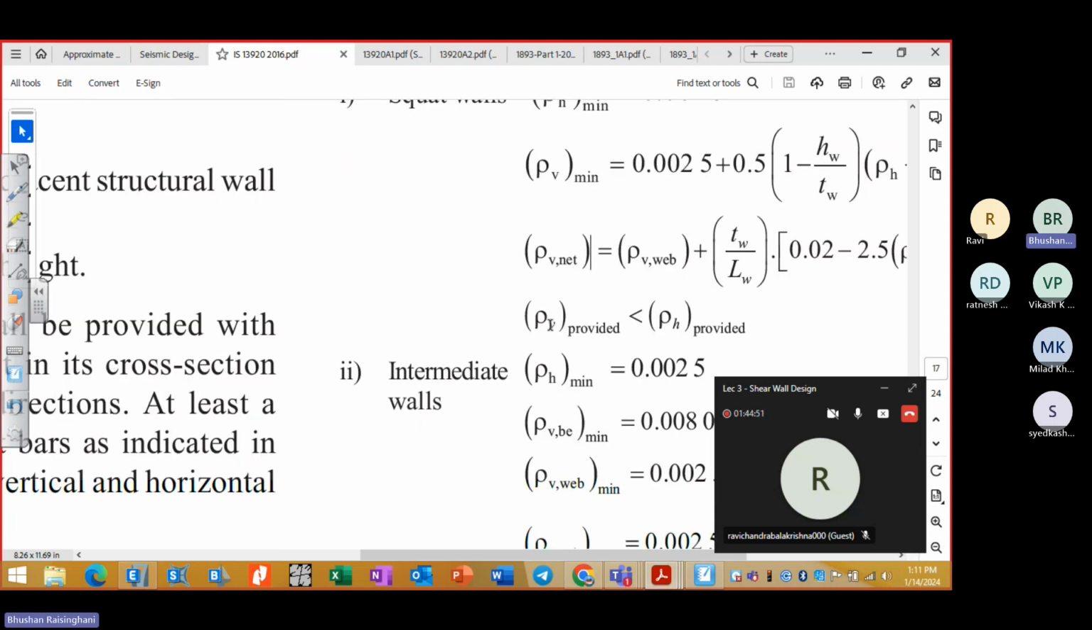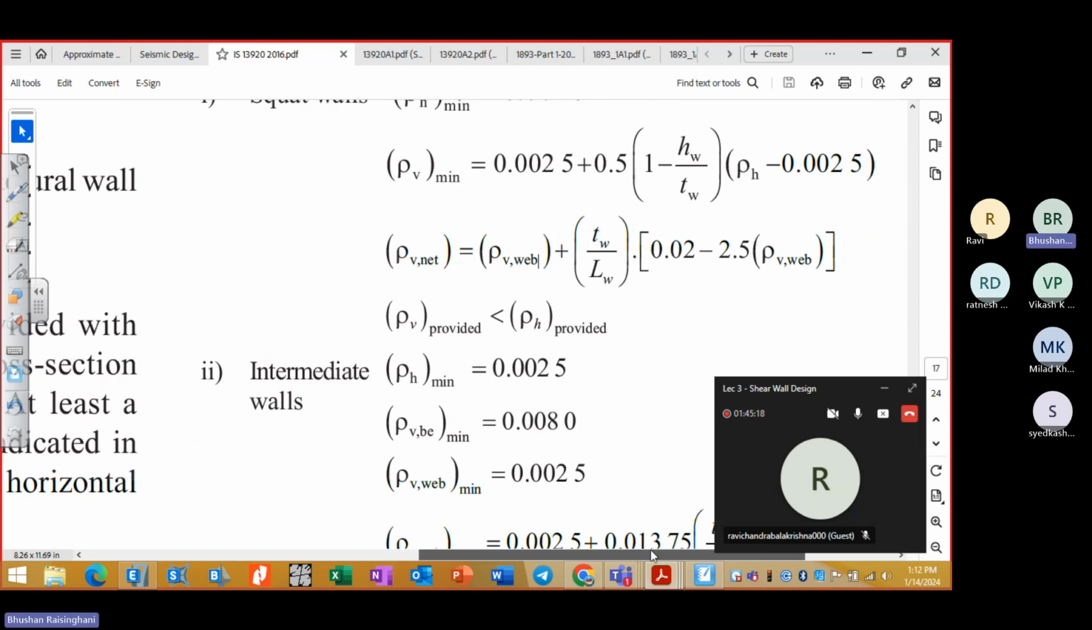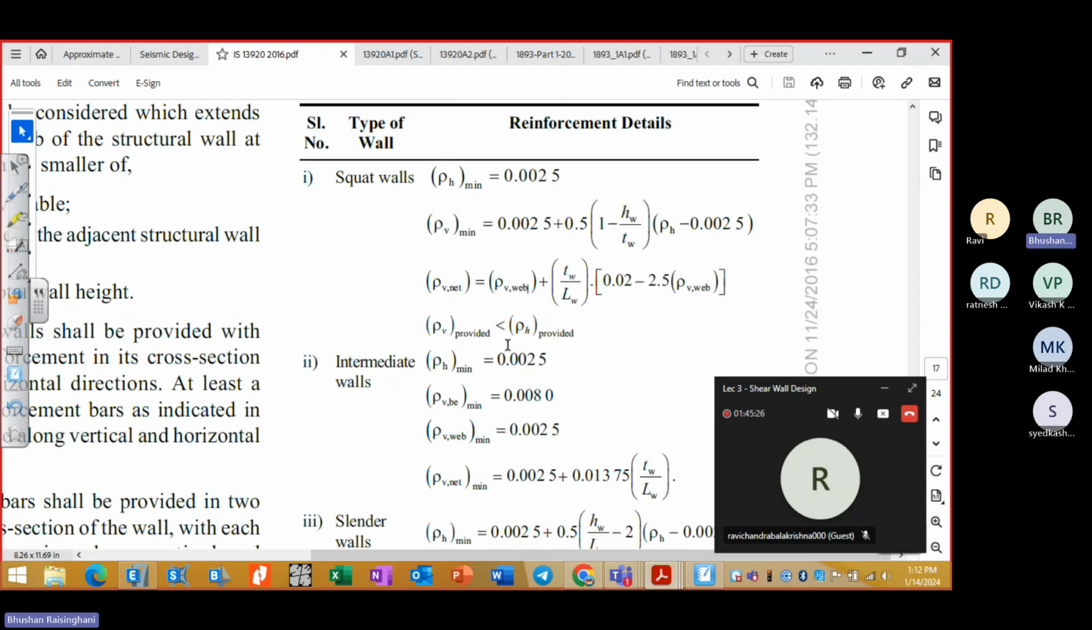And the vertical reinforcement provided should be less than the horizontal reinforcement provided because it is shear dominated. That's why it should not govern in flexure. Vertical reinforcement is less than the horizontal reinforcement. But what is this net reinforcement and why is it related to the web? That has not been explained in the code. So does anybody have an understanding of this, because nowhere is it mentioned how it is related to the web, rho v net?